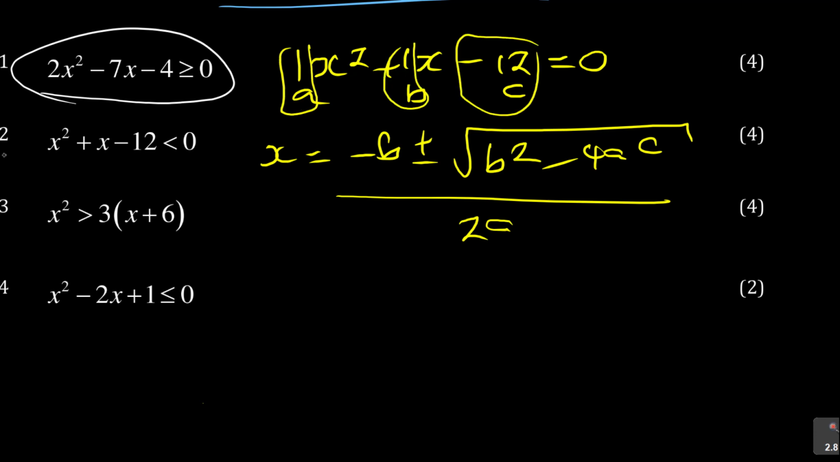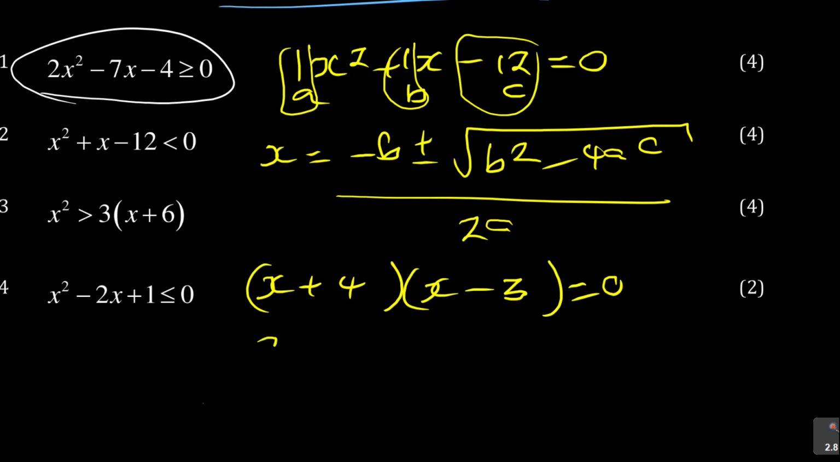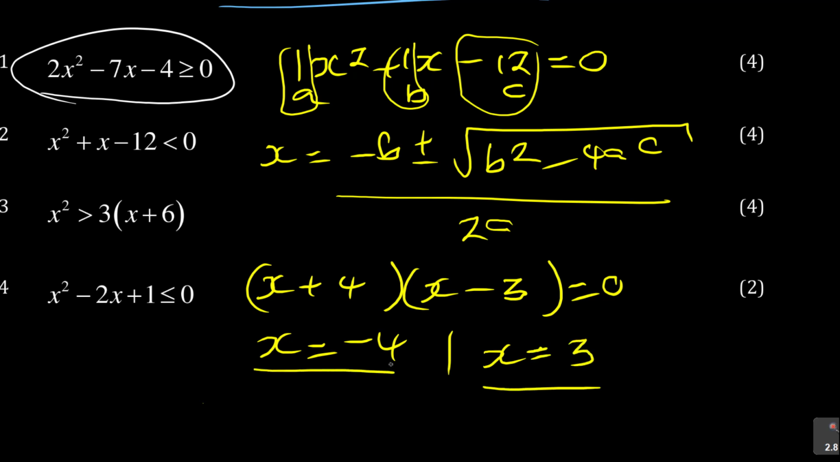That is the way. But here, for those who know how to solve this, they could have just done this quickly: x plus 4, am I right? x minus 3, is equal to 0. So your answer will be x is equal to negative 4 or x is equal to positive 3. These are the critical values. Just check again with your calculator. It must give you that.